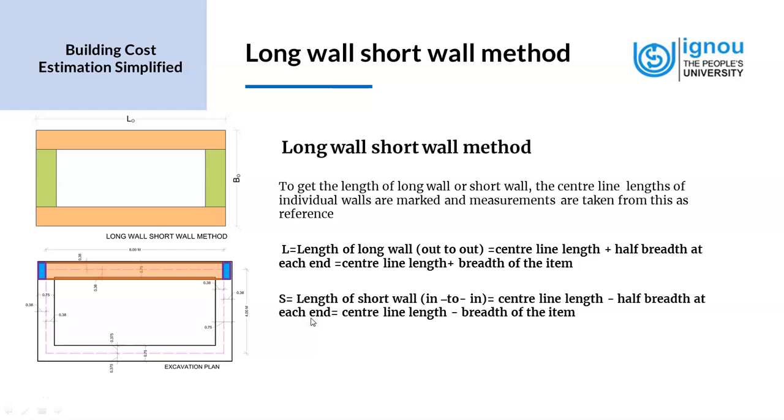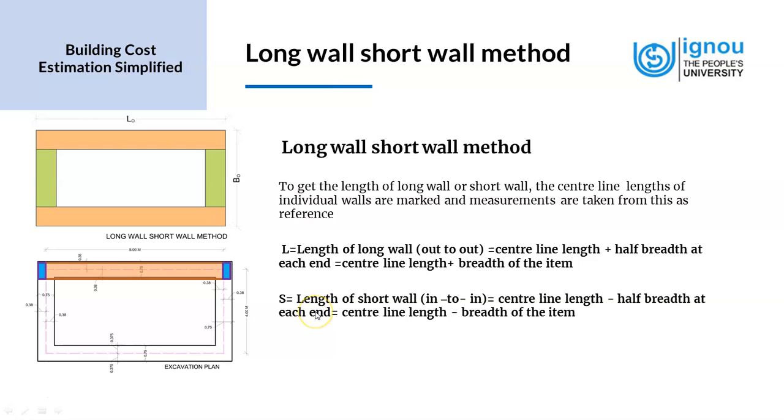Alright, now we move on to the short wall. It is indicated as S, length of short wall, in to in. So we see here the short wall is taken in to in. For this, the portion that we need to take is the green colored portion. Again, we're taking the reference points from the central line length. The central line length is somewhere here. This is where the central line meets at the intersection. The central line begins here and ends here. And we see that half breadth is extra on both the sides.